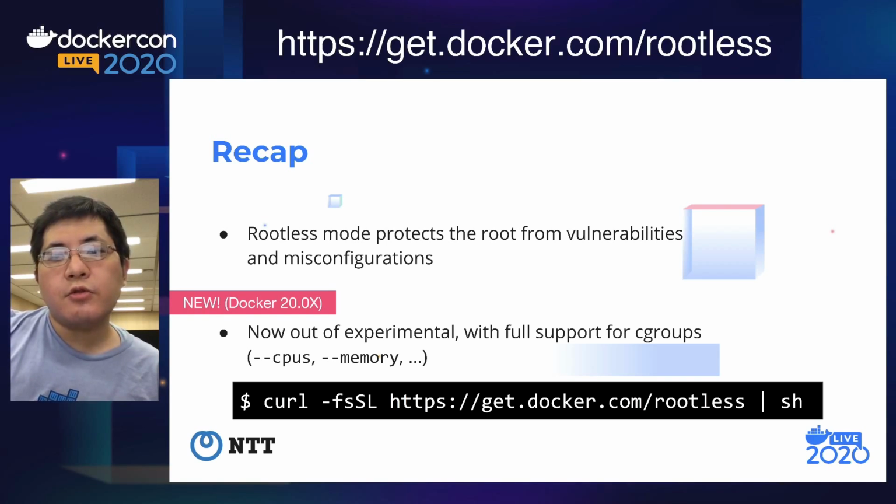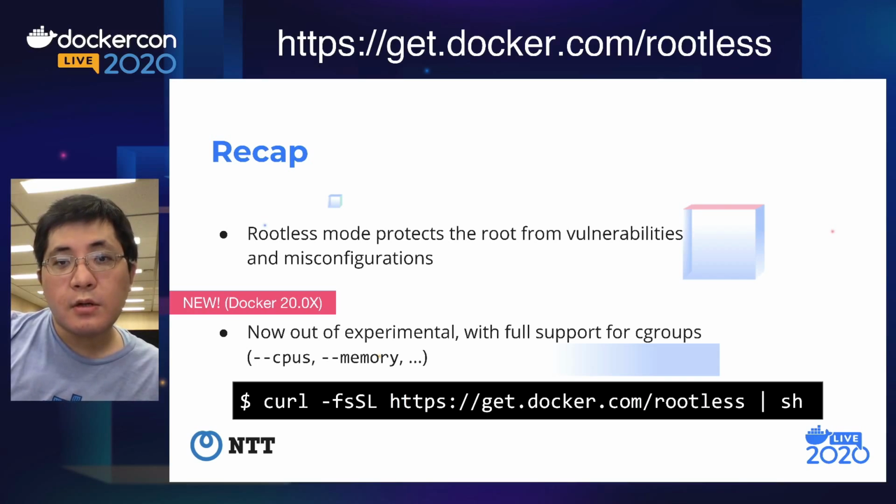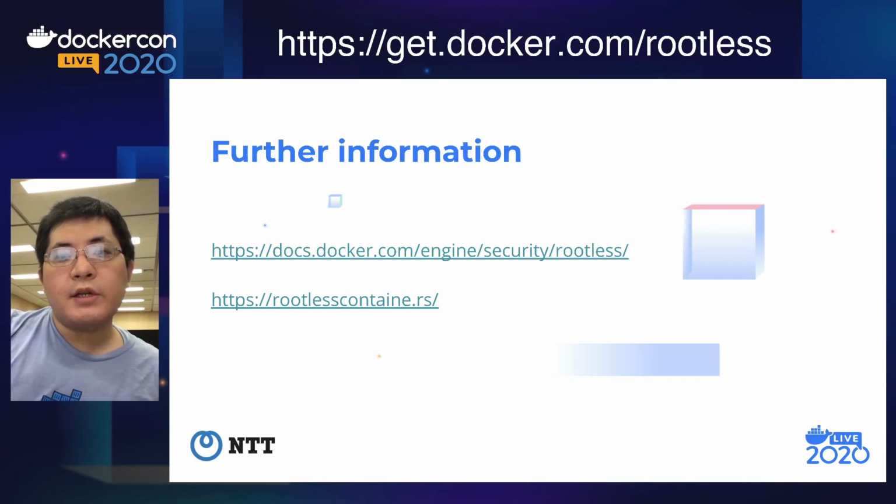The Rootless mode of Docker can be installed by running a script available at https://get.docker.com/rootless. It's very easy to install. For further information on Rootless Docker, please refer to these documents shown on the screen. That's all of my talk.